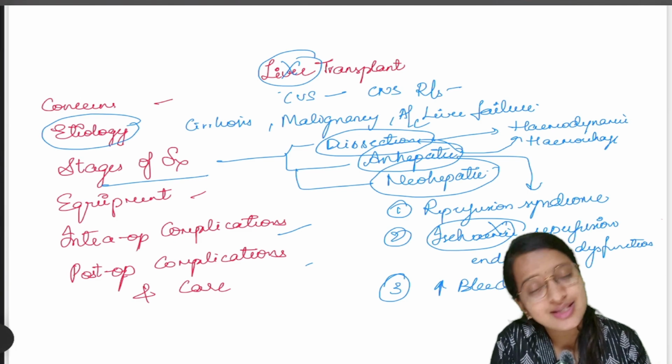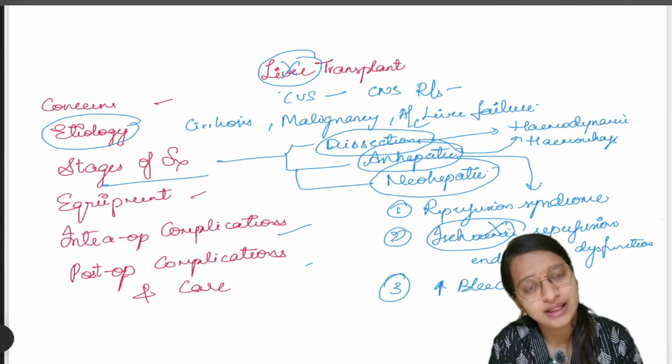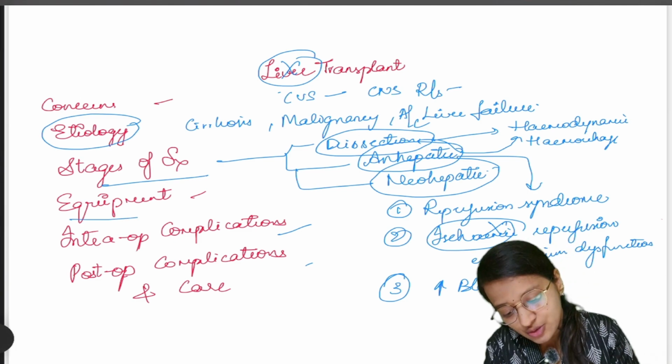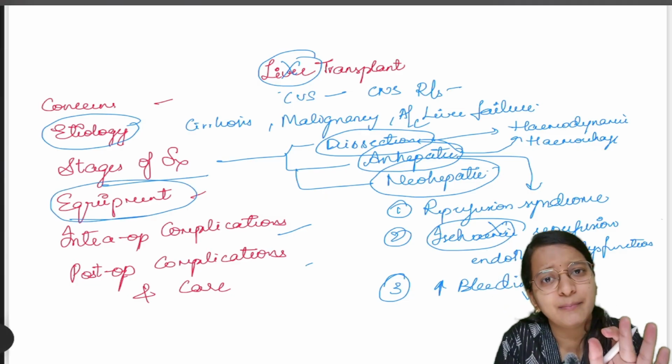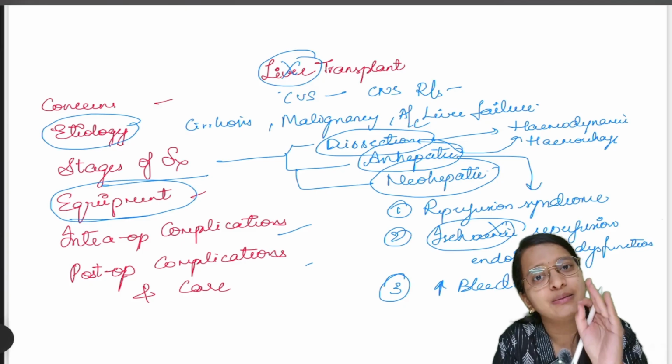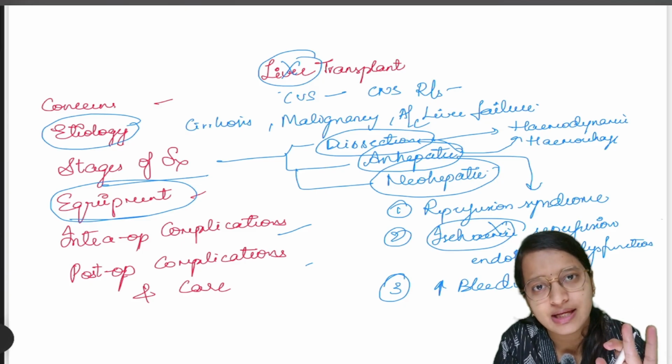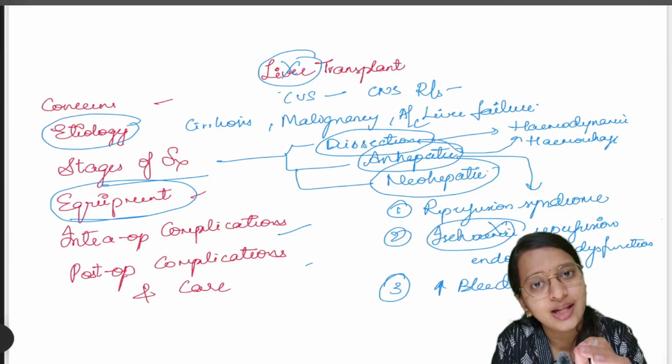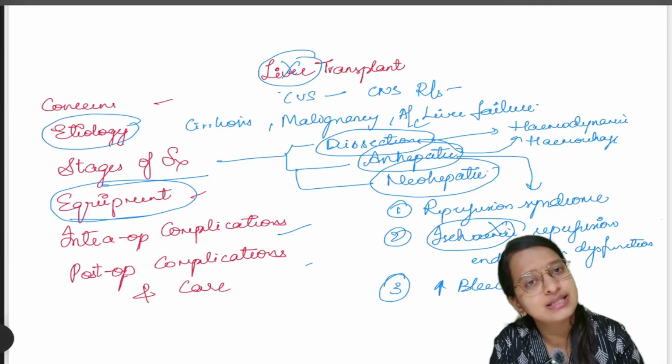So these are about the stages of surgery and the complications in those stages. Coming to equipment, please remember three things. There will be electrolyte and acid-base disturbances, there will be hemorrhage, and there will be hemodynamic instability. So depending on that, we need our equipment. Okay, we'll see it later.